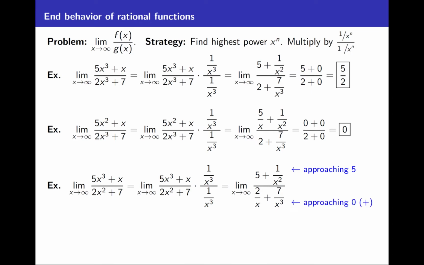The top is approaching 5, but the bottom is approaching 0. And moreover, x is going to positive infinity, so this 2 over x and the 7 over x cubed are both positive. So the bottom is approaching 0, and it's a positive number. So the quotient in this limit, you've got the top approaching a finite number 5, the bottom approaching 0, and it's positive. We're going to get positive infinity for this limit. So the limit as x approaches infinity of this rational function equals positive infinity.